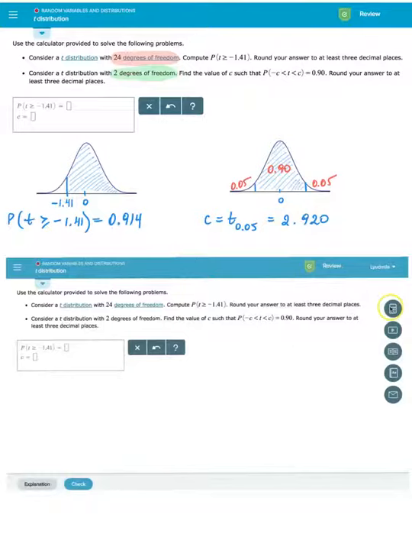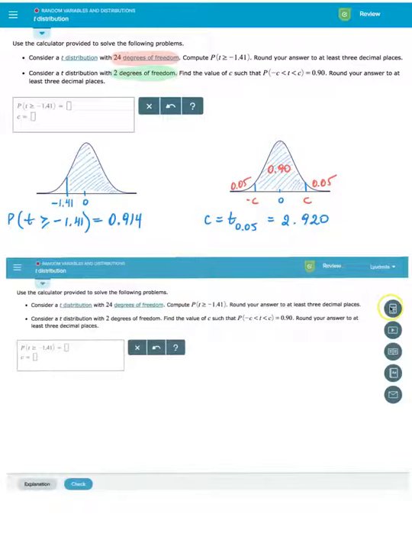The second question is different. Consider a t-distribution with 2 degrees of freedom. We need to find the value of c such that the probability that t is between negative c and positive c is equal to 90/100ths. Please notice it means I don't know what these two boundaries are, and I probably need to write that down. So negative c and positive c, here we go, that separate 90% of data in the center from the remaining 10% equally split between two tails.